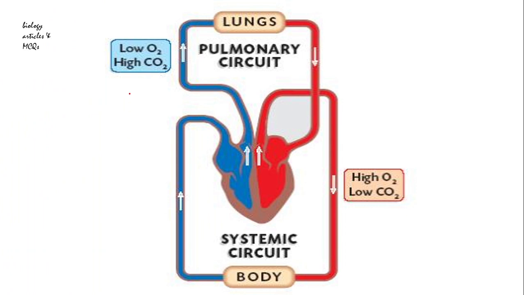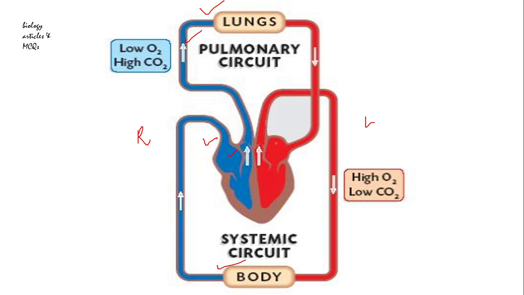Here you can see that a heart is drawn, and these are the lungs, for example, and this is the heart, and this is the rest of the body. So here you can see that this is the right side of the heart, and this is the left side of the heart. The blood that is returning to the right side of the heart is entering the lungs here, and from the lungs this blood is again entering the left side of the heart.